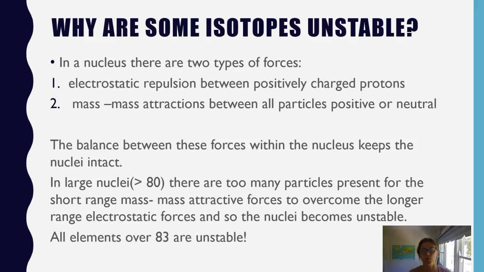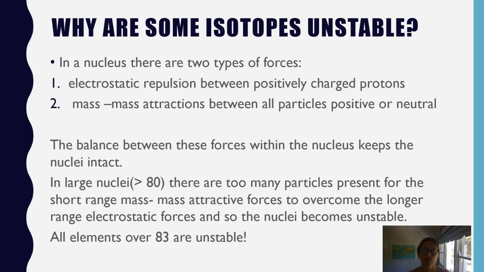So we've touched on it before, but I just wanted to make sure that we have a good understanding of what makes an isotope unstable. Within our nucleus, there are a couple of types of forces at play. We have an electrostatic repulsion between the protons within our nucleus. The protons are all positively charged and they are repelling against each other because like charges repel. But we also have mass attractions between all the particles, whether they're positive or neutral.